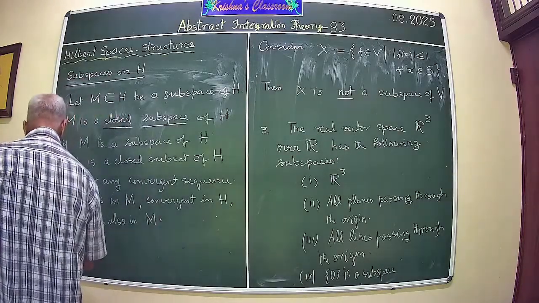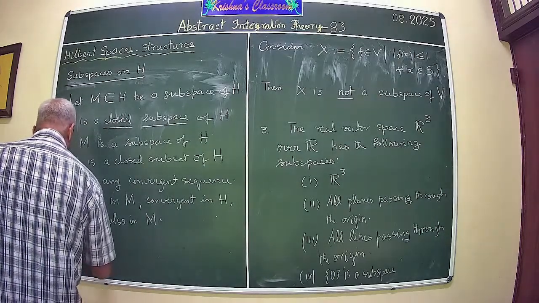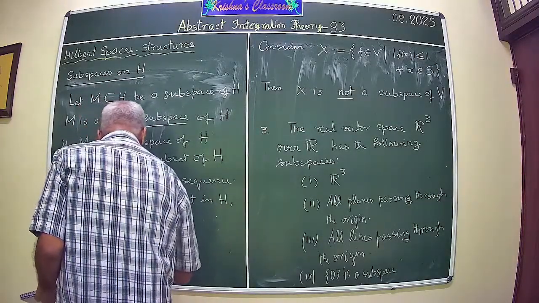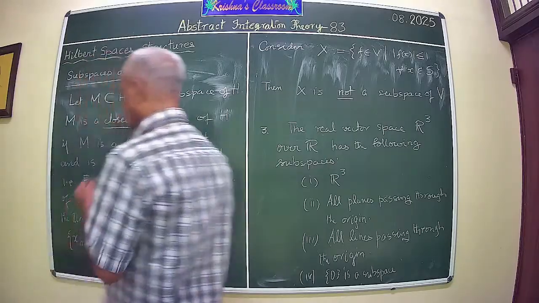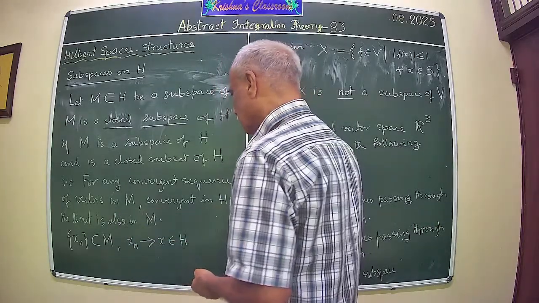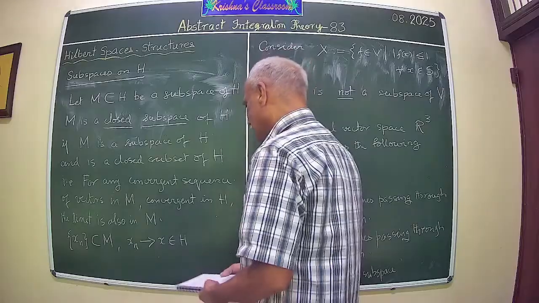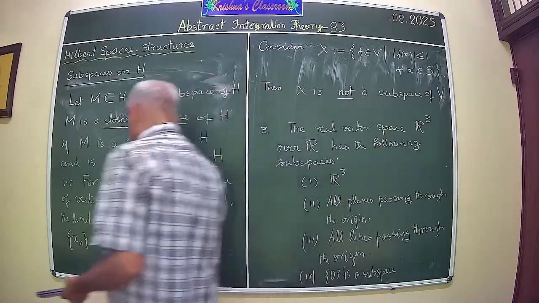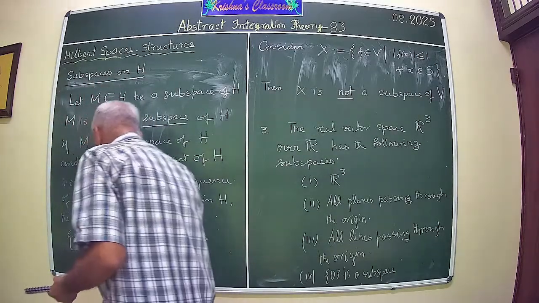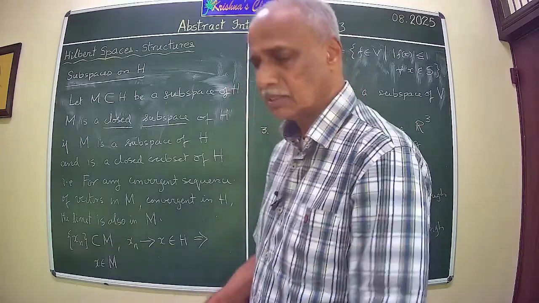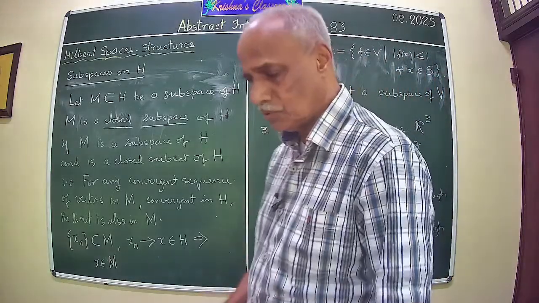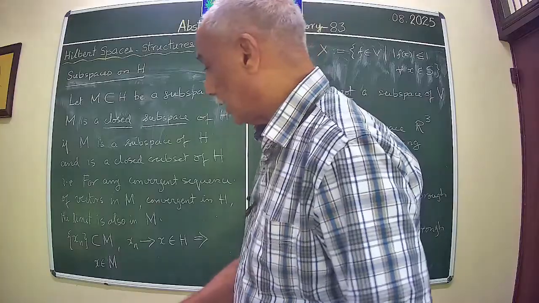That is, suppose xn is a sequence in M and xn converges to x belonging to H. Okay, because H is complete, if it's a convergent sequence, then it automatically converges to some element in H. Then this implies x belongs to M. That means all convergent sequences in M converge in M itself. Then you call M a closed subspace.